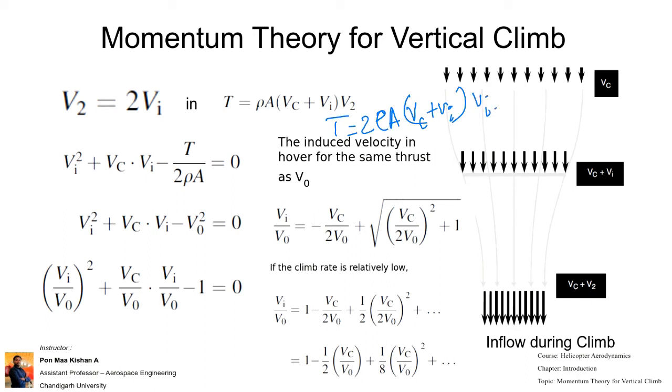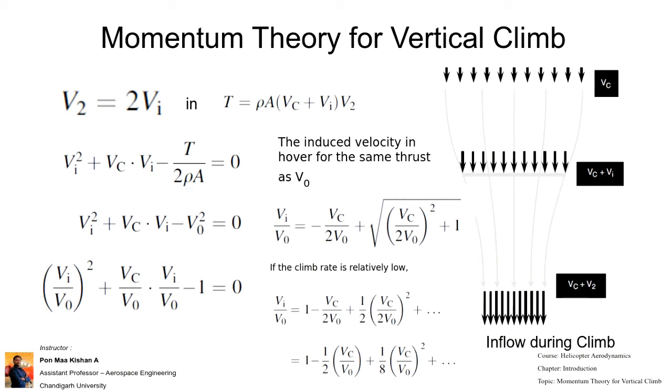So if I am substituting instead of V2, and I take this 2 rho A to the left hand side, then I can say T by 2 rho A, okay, that's what is given over here. When VI is multiplied inside, we get VI square, and VI into VC. Right, so this equation will be a quadratic equation.